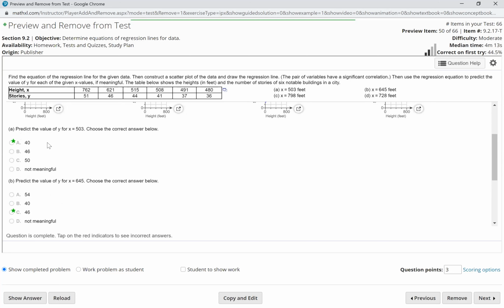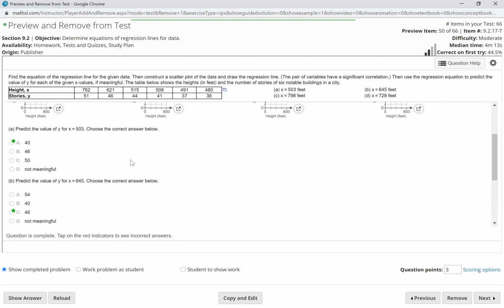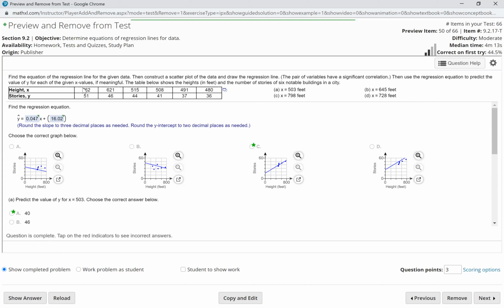Here, you see predict the Y values. Let's see if there is one non-meaningful. Okay, when X is 798, it says non-meaningful. Let's see why. Look at the table, guys. The highest number is 762, so you cannot go beyond 762 to 798. So that's why it's not meaningful.